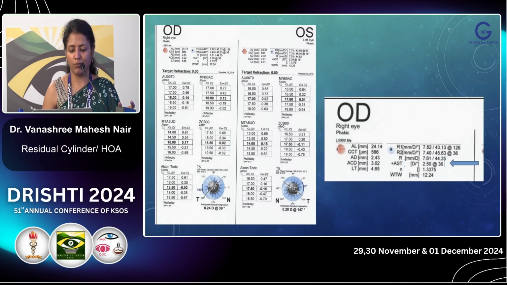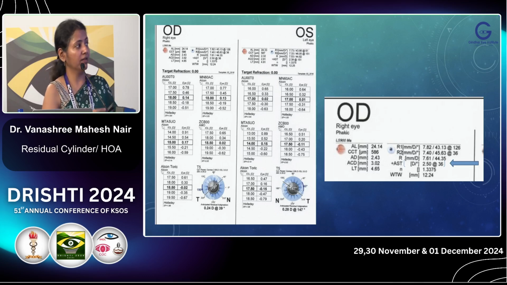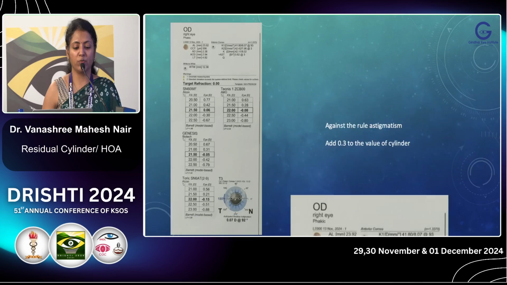So coming to this example, this is a biometry printout from the LensStar. Here you can see it is clear cut, we can see the astigmatism where the arrow is, it is almost 2.5 diopters. So we know that this is clear cut and we need to put a toric IOL for this patient.